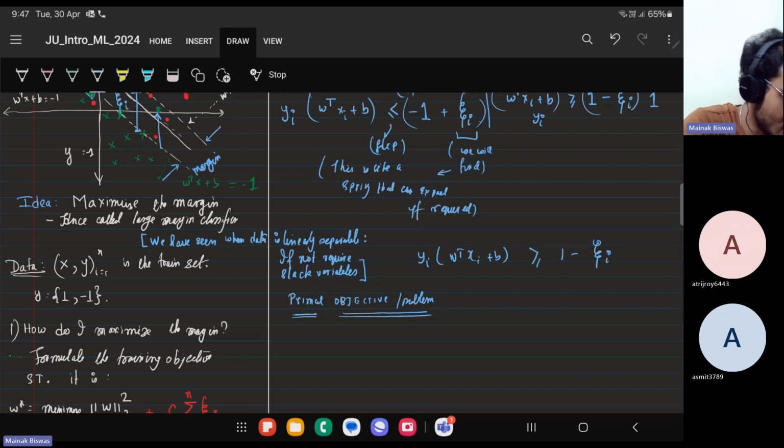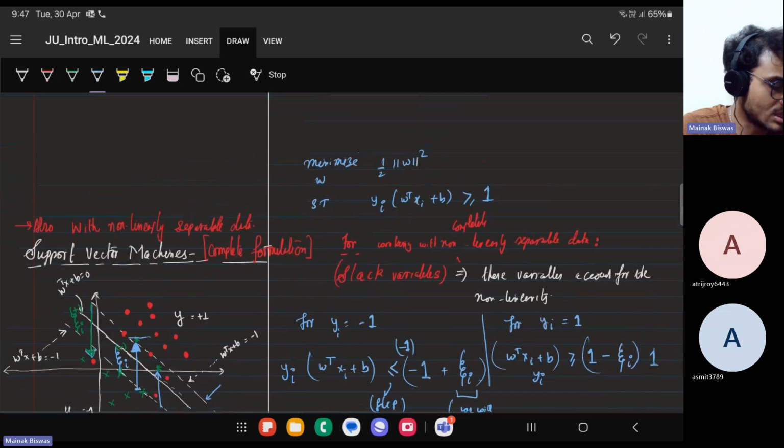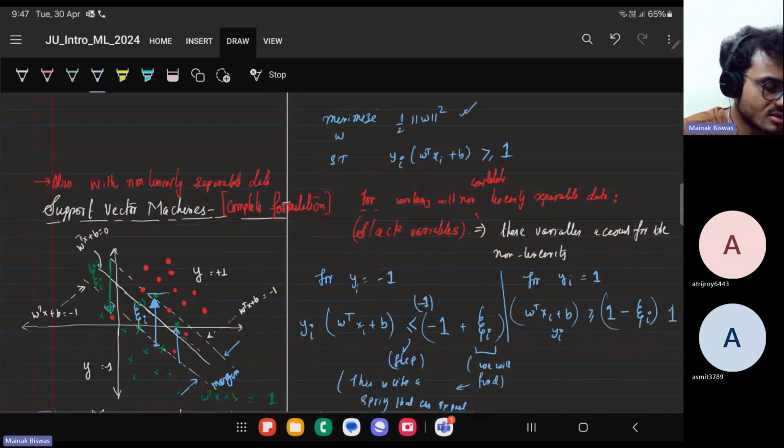Tell me, it's simple, na? Minimize. What do I want to minimize? What was the objective? You can tell me. Half?